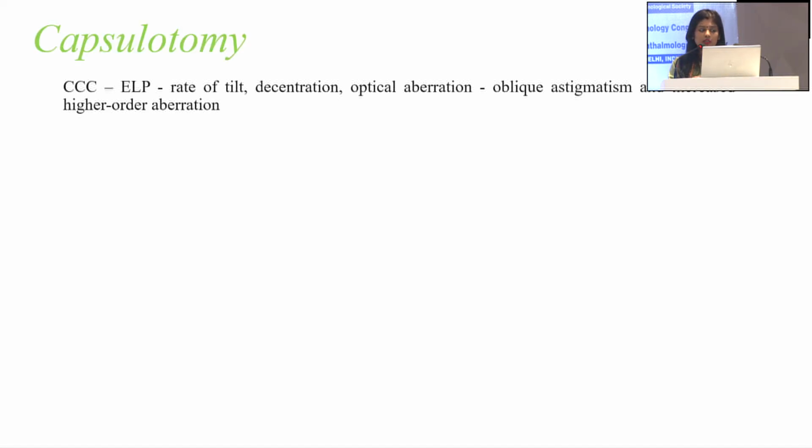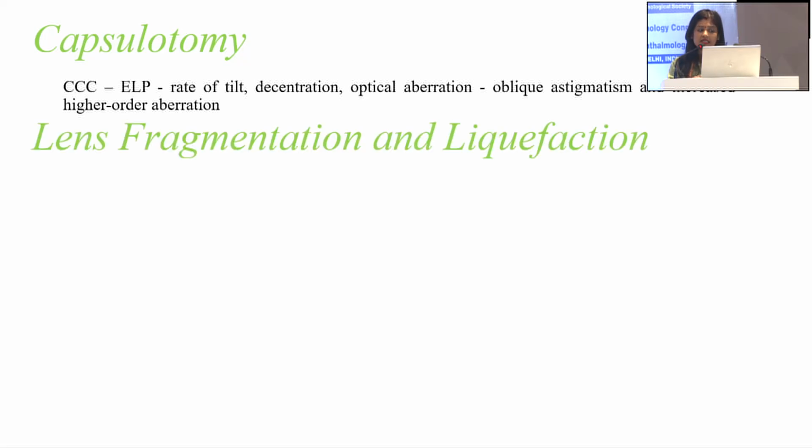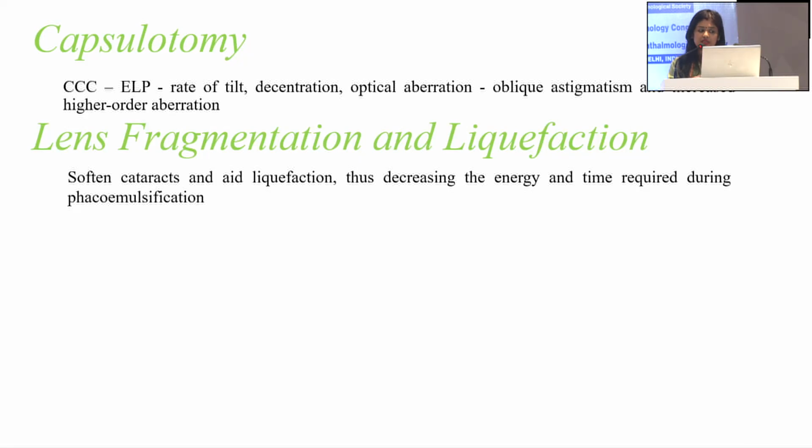However, if we go to the pathophysiology of this technique, capsulotomy, that is a centered capsular rhexis, is useful for effective lens position. It reduces the rate of tilt, decentration, and any optical aberration, and hence oblique astigmatism as well as higher order aberration. Lens fragmentation and liquefaction is also taken care of by FLACS, because it softens the cataract and aids liquefaction more in the cube grid form of laser application, as already mentioned.